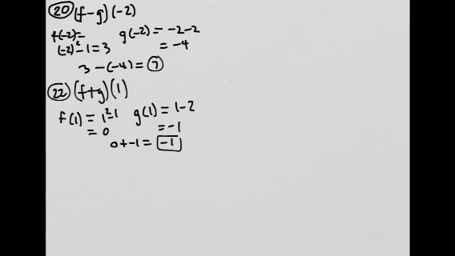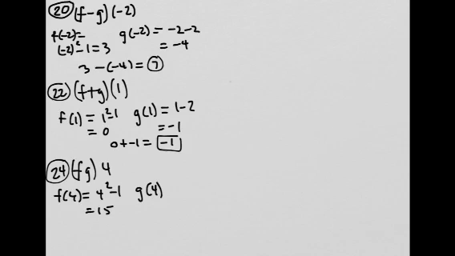24, sorry about that, 24, f times g of 4. So fg of 4. Okay, so I'll figure out f of 4. So that's 4 squared minus 1. That's 16 minus 1, so that's 15. And g of 4, that's 4 minus 2, so that gives me 2. So 15 times 2 is 30.